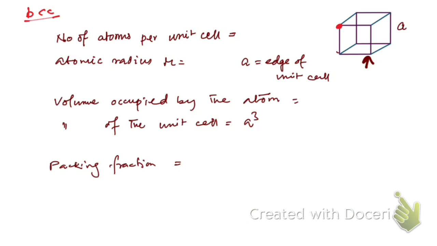Okay, so now you see, in case of BCC, there is a complete atom inside the cube, okay, inside the cube, right? And there is 1/8 of one atom at this corner, at this corner. So you can imagine the diagram like this.